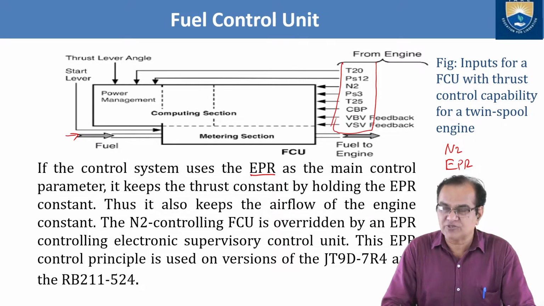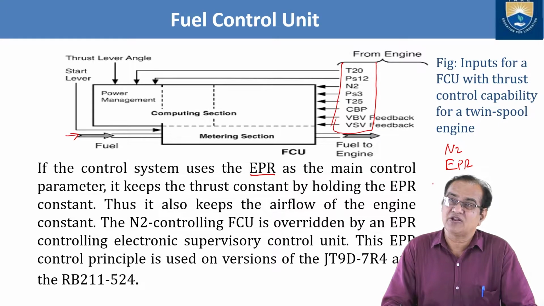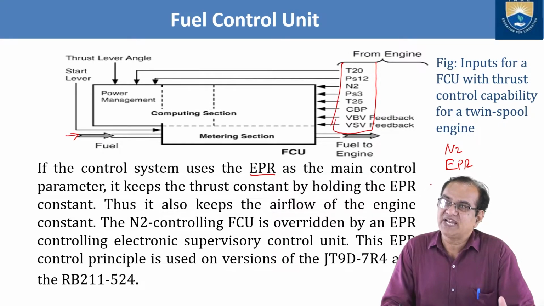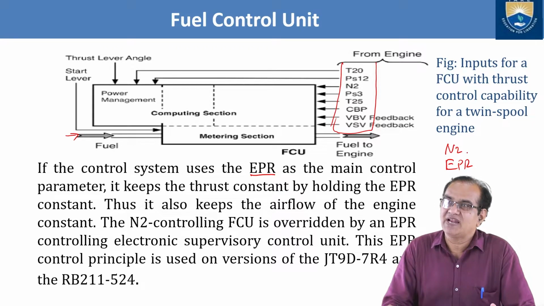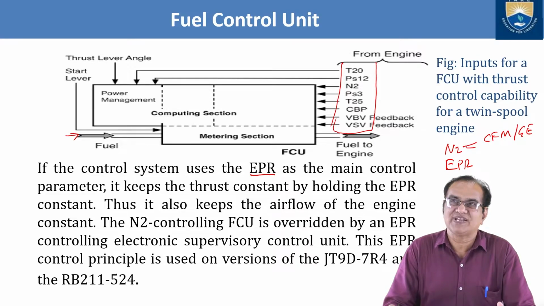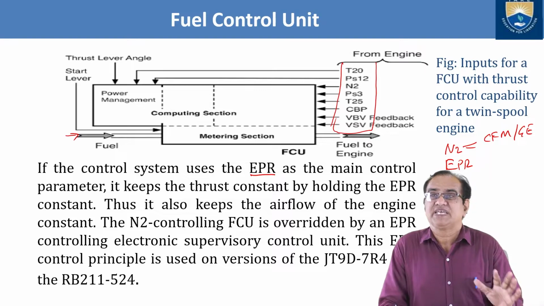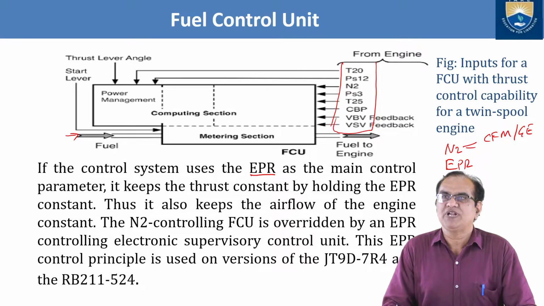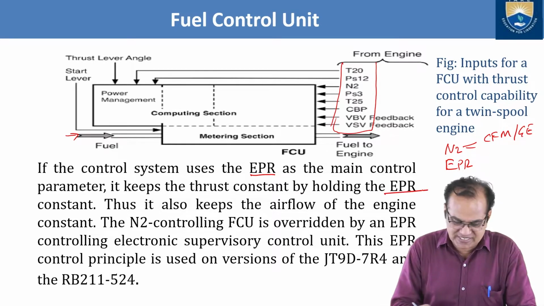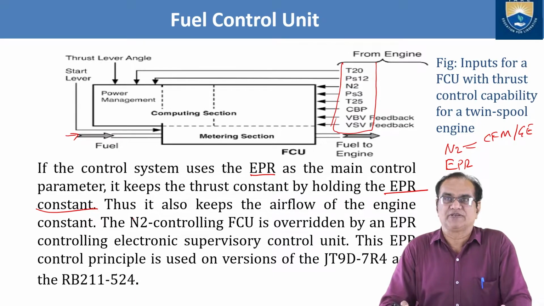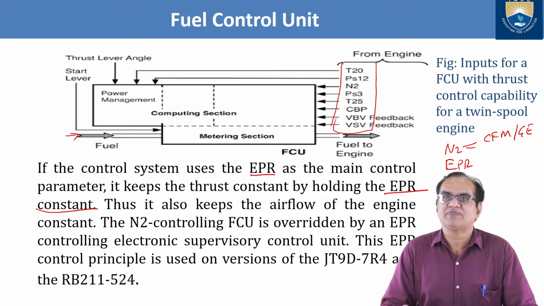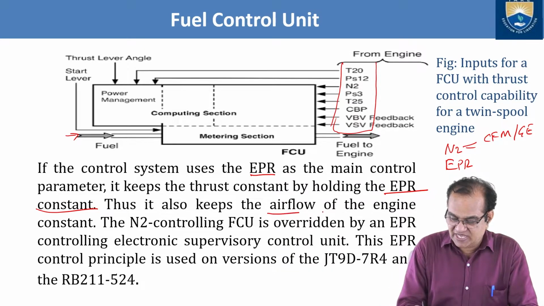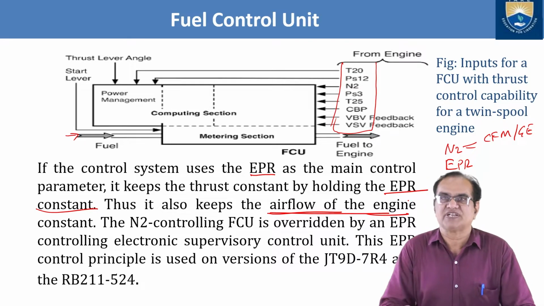So I have told you that few aircraft use EPR, like Pratt and Whitney and Rolls-Royce, while CFM and GE use the N2 or N1 system. So this EPR, as a main control parameter, keeps the thrust constant by holding the EPR constant. So it will always make EPR constant inside the engine. Thus it also keeps the airflow of the engine constant. By keeping the EPR constant, it makes sure that the airflow of the engine is also constant.